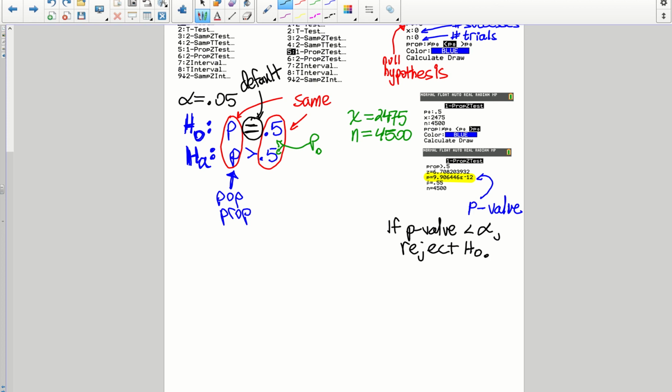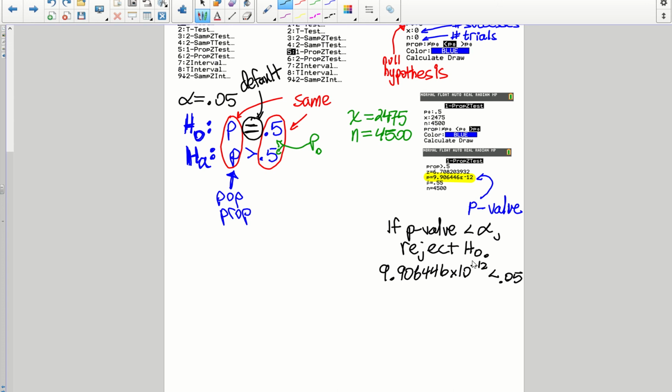So my p-value here is 9.906446, and it says e negative 12. That's the same as scientific notation times 10 to the negative 12th power. I just want to know if that's less than 0.05. All right, so I'm just asking, is this number less than that number?